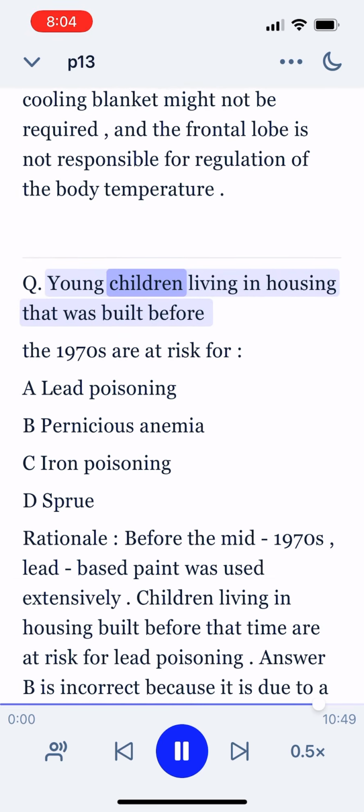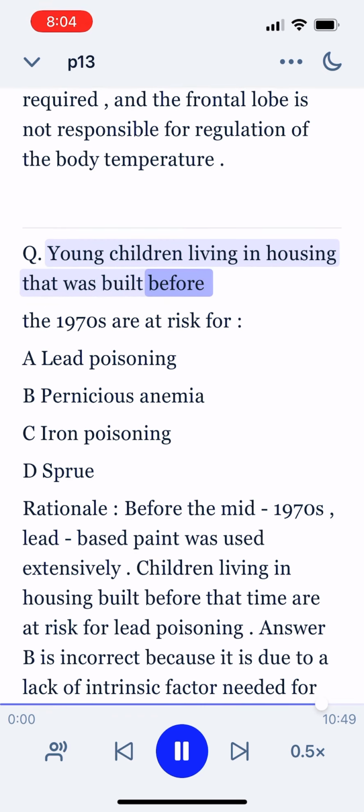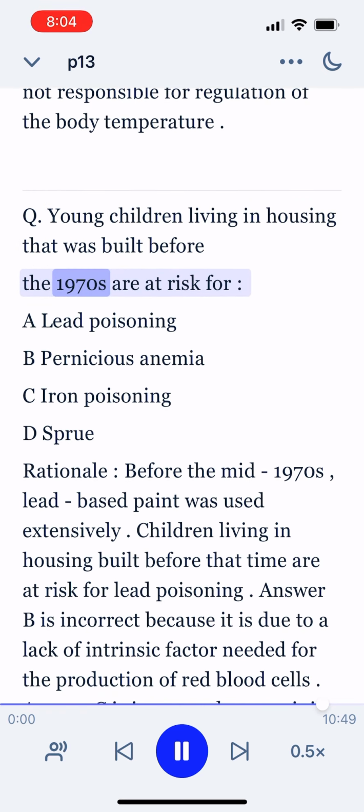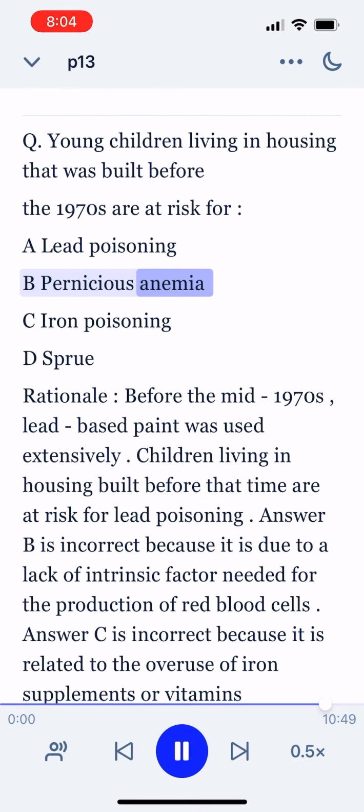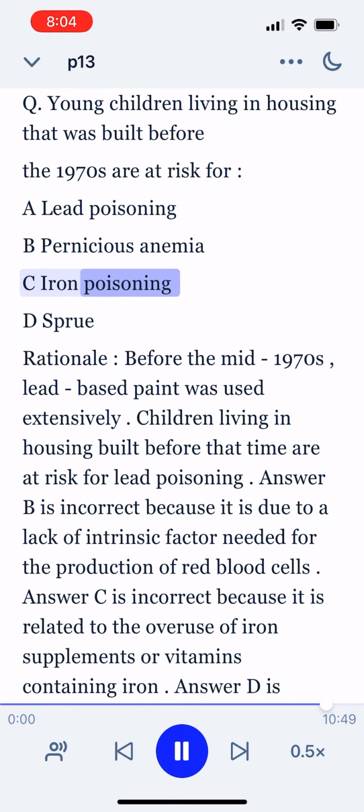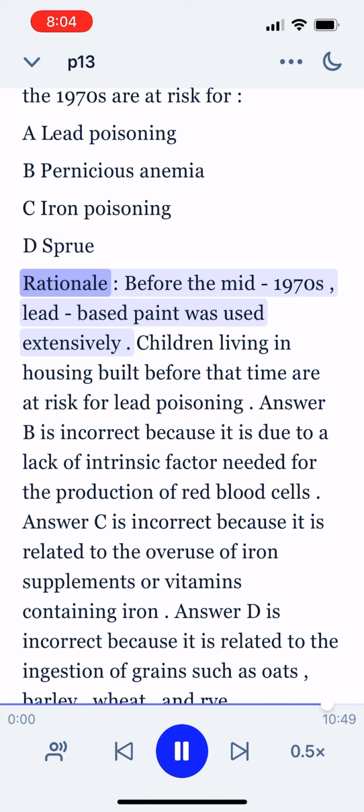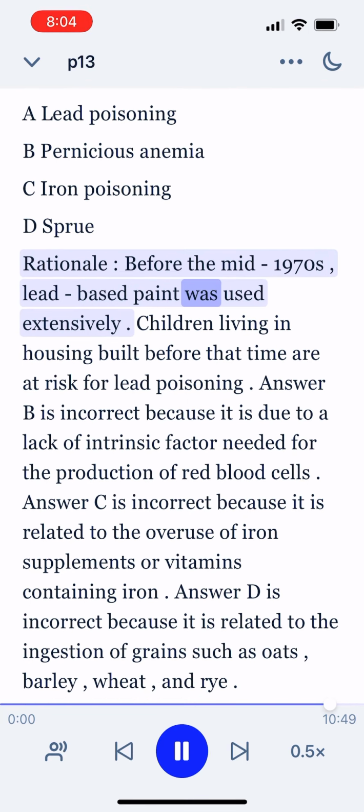Q. Young children living in housing that was built before the 1970s are at risk for A. Lead poisoning. B. Pernicious anemia. C. Iron poisoning. D. Sprue. Rationale: Before the mid-1970s, lead-based paint was used extensively. Children living in housing built before that time are at risk for lead poisoning.